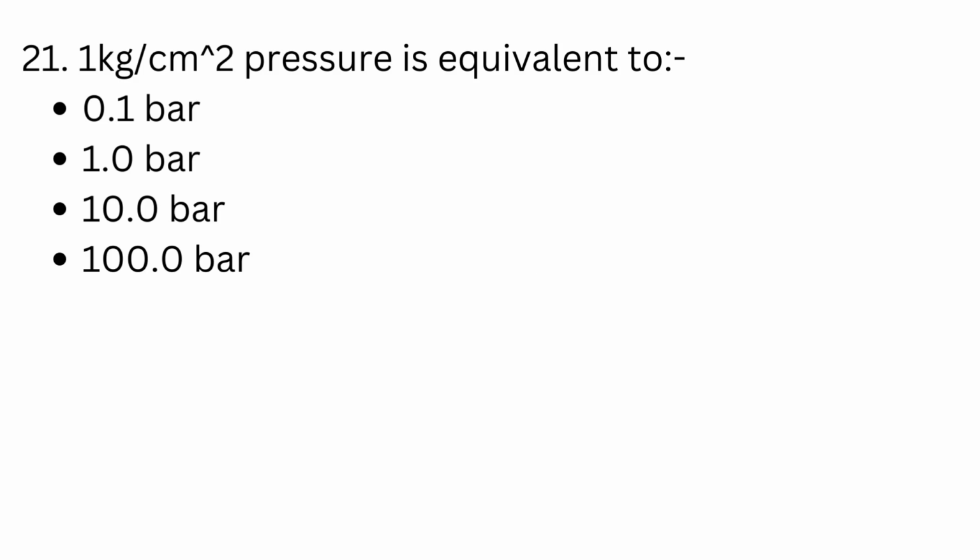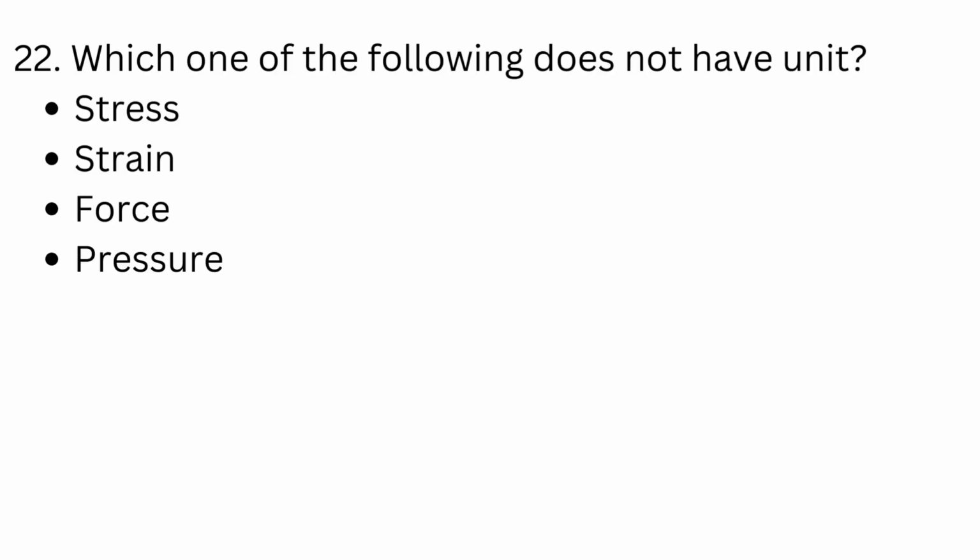Next question is, 1 kg per centimeter square pressure is equivalent to, options are 0.1 bar, 1 bar, 10.0 bar, and 100 bar. And the right answer is 1 bar. That is, 1 kg per centimeter square pressure is equivalent to 1 bar.